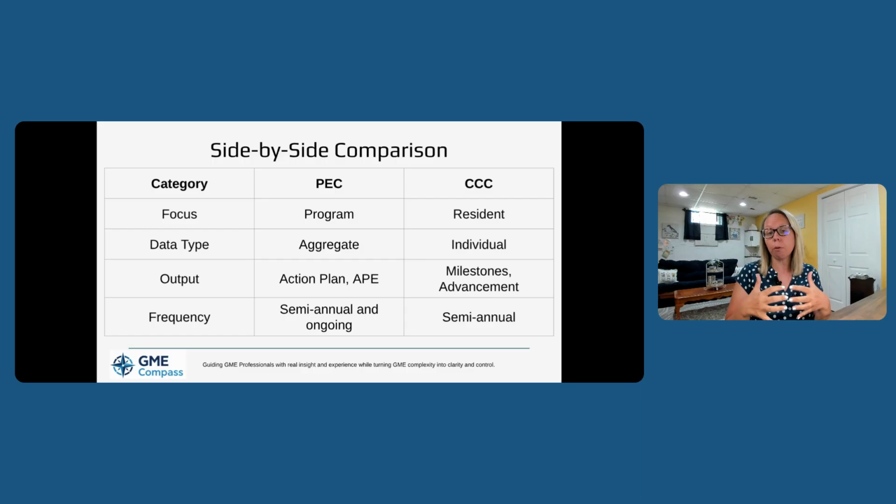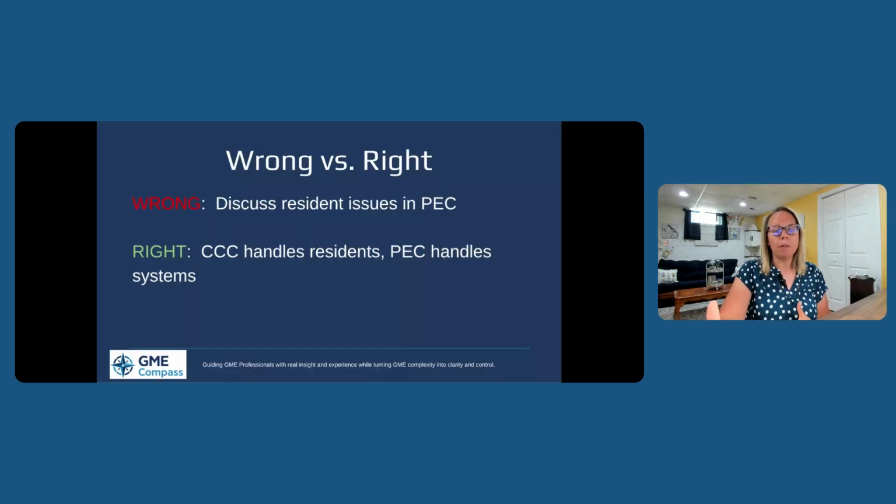We personally in our program found that it was easier for us to stay focused on the vision, the mission, and the purpose of the meeting by having them on separate times and separate days. So this slide highlights one of the most common mistakes. Wrong is discussing individual resident concerns extensively within the program evaluation committee. Right: CCC handles the resident performance, and the PEC handles the system analysis and the program improvement, going back to my evaluation example. So this separation is really critical.